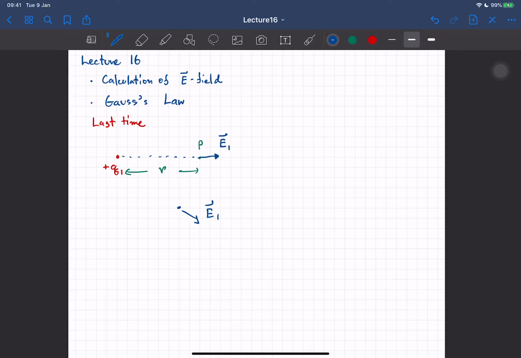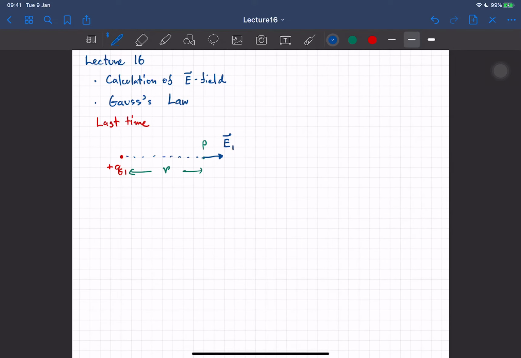So this is not what we call uniform electric field, right? Last time we introduced the term uniform electric field. Uniform electric field means electric field is the same everywhere. Same means same magnitude and same direction. This is not the case, so this is not uniform electric field. The direction is not the same everywhere. And not only that, the magnitude is also not the same, because if you are closer, the electric field is stronger. If you are further away, then electric field is weaker.